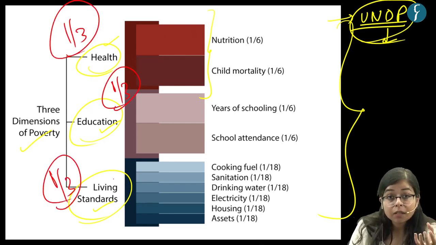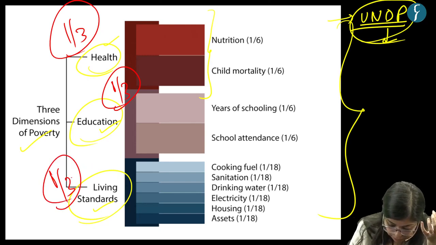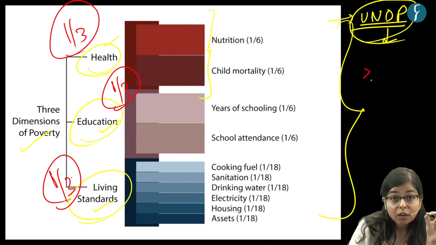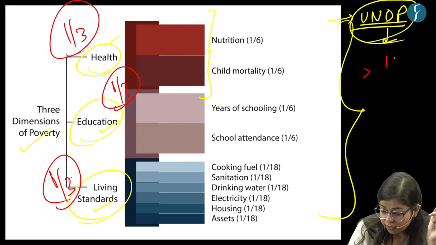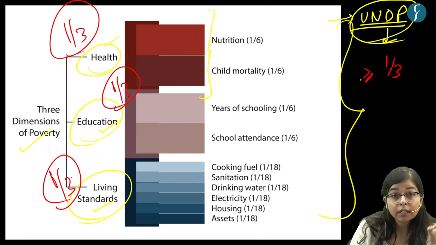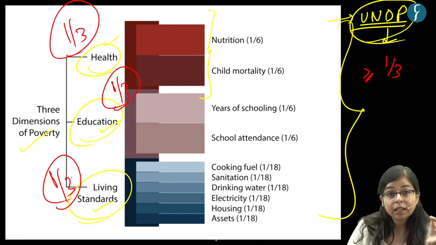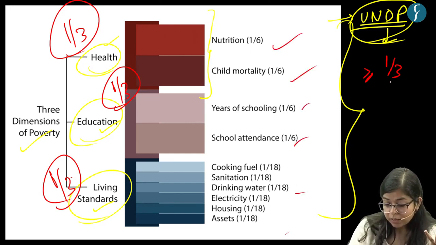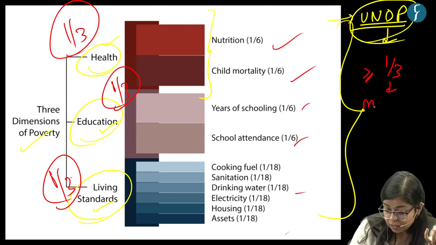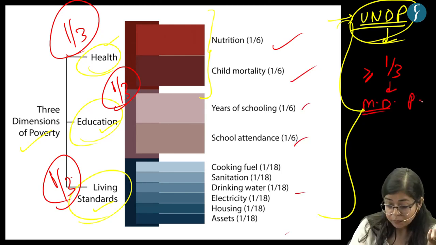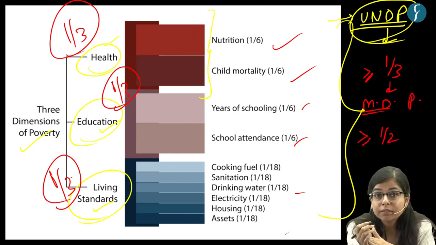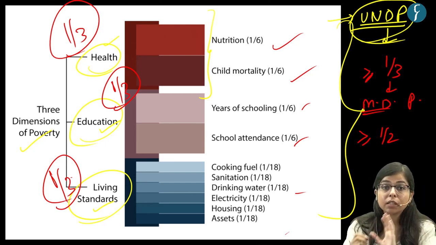Okay. So how is multidimensional poverty estimated? If any person in any country is deprived in 1/3 or more than 1/3 of all these parameters, then that person is categorized as multidimensionally poor, right? And if that person is deprived of 1/2 or more than 1/2 of these parameters, the person is classified as extremely multidimensionally poor, right?